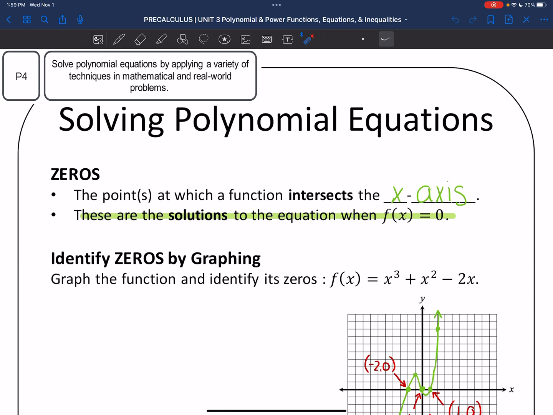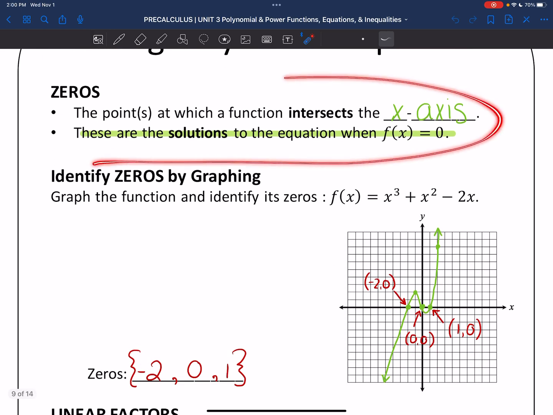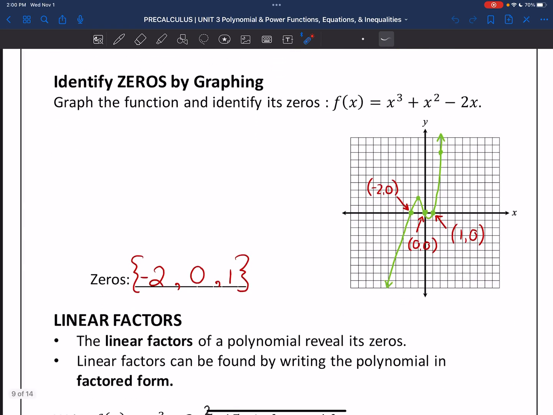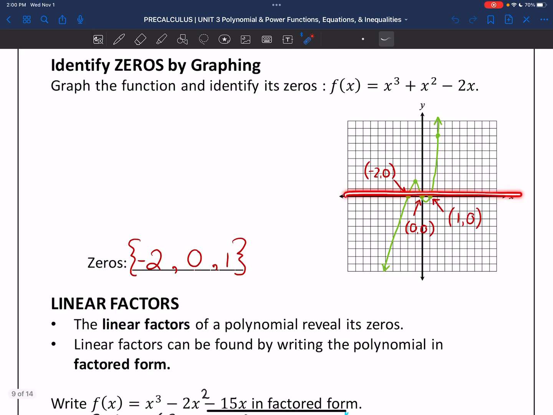In this video for our unit on polynomial and power functions, equations and inequalities, we are looking at skill P4, continuing to solve polynomial equations by applying a variety of techniques in mathematical and real-world problems. We've already seen exactly what it means to solve polynomial equations. Those solutions are those values where our function is equal to 0. Graphically, that looks like these points where our polynomial function is crossing the x-axis.